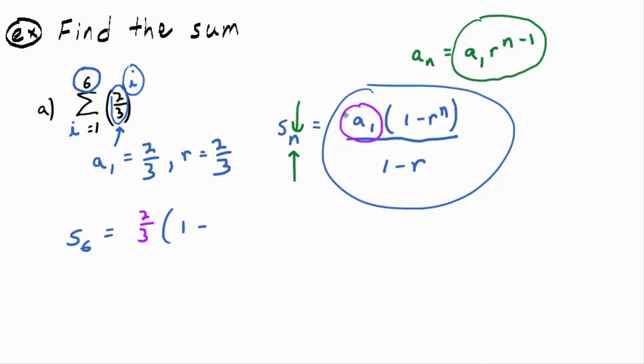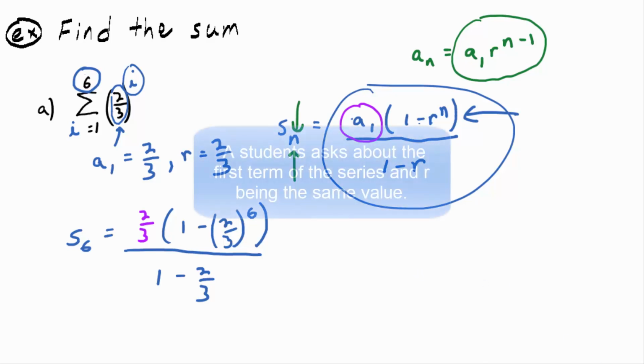So we have a1 out front, and then 1 minus r, which is also 2/3, to the n. What was n? That was the 6, right? Because we're finding S6. So that's the numerator in the formula. That's the numerator right there. Does everybody see that? Okay, and then divided by 1 minus r, what would that be? 1 minus 2/3. Thankfully, we're going to use our calculator to evaluate this, but clean it up a little bit. Otherwise, it won't be as easy as you think to use your calculator if you don't clean it up.